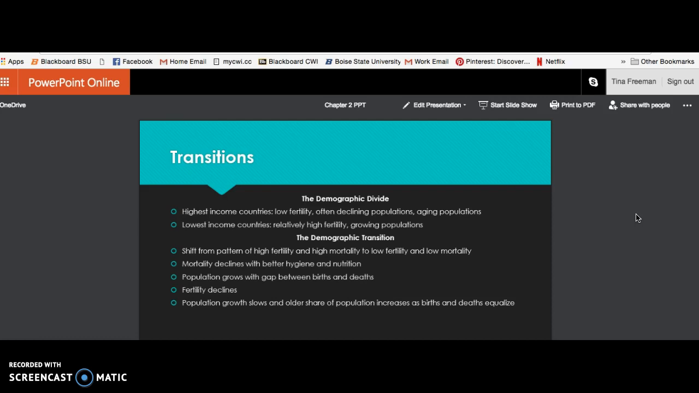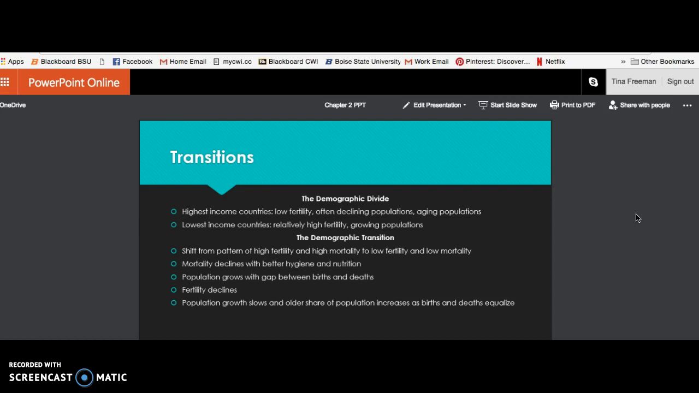First we have the demographic divide, in which the highest income countries have low fertility, often declining populations because they have low fertility, and aging populations. And then lowest income countries will have relatively high fertility and growing populations. As we look into the demographic transition, we can see a shift from the pattern of high fertility and high mortality to low fertility and low mortality.